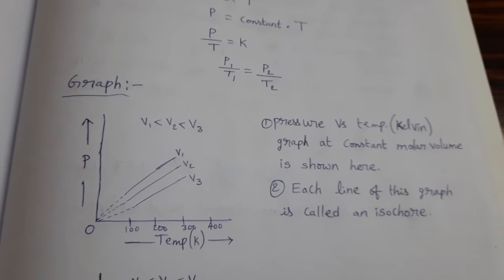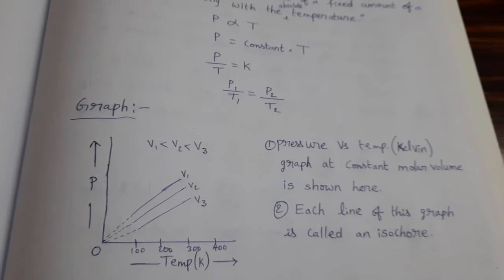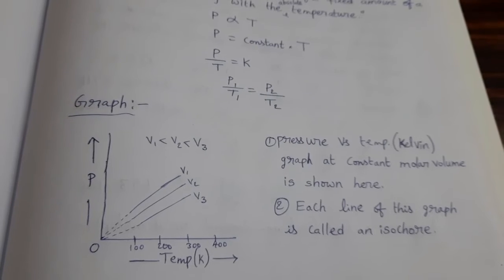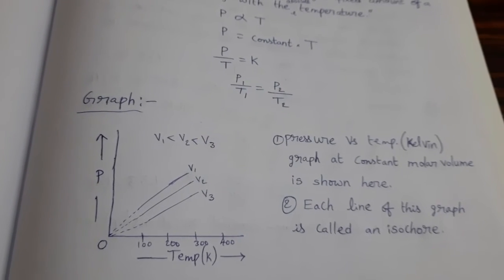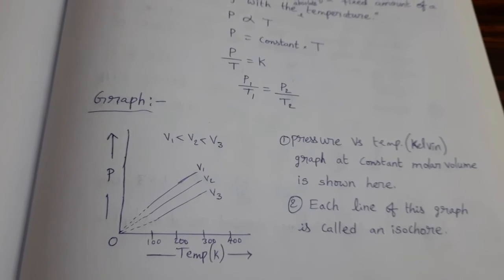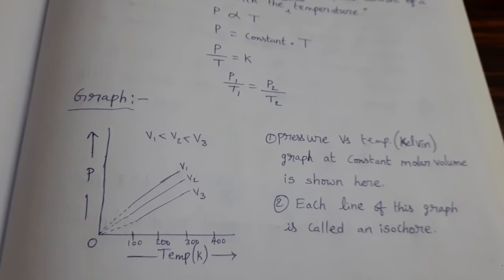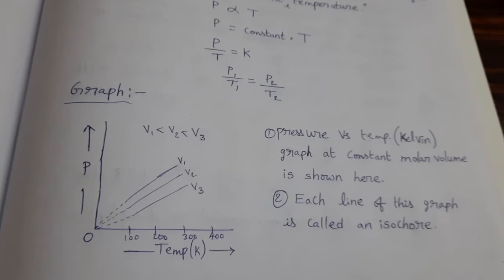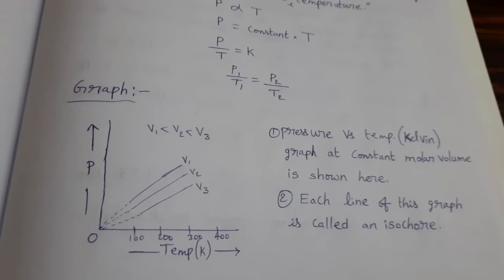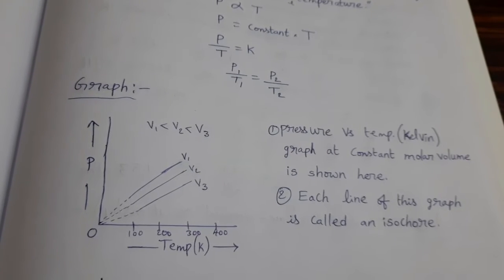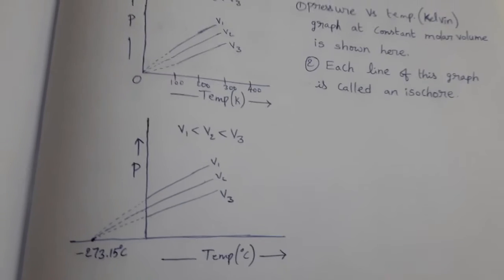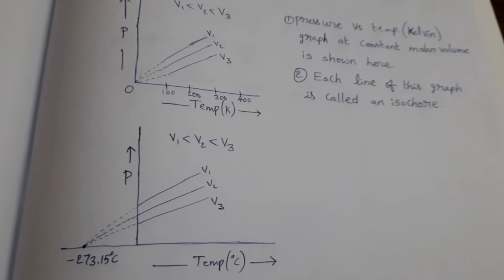Remember these points. In case of Boyle's law, temperature is constant, so those are called isotherms. In case of Charles' law, pressure is constant, and the curves are called isobars. In case of Gay-Lussac's law, volume is constant. These graphs are called isochores. Isotherm, isobar, isochore. Next, another type of graph is also possible for this Gay-Lussac's law.